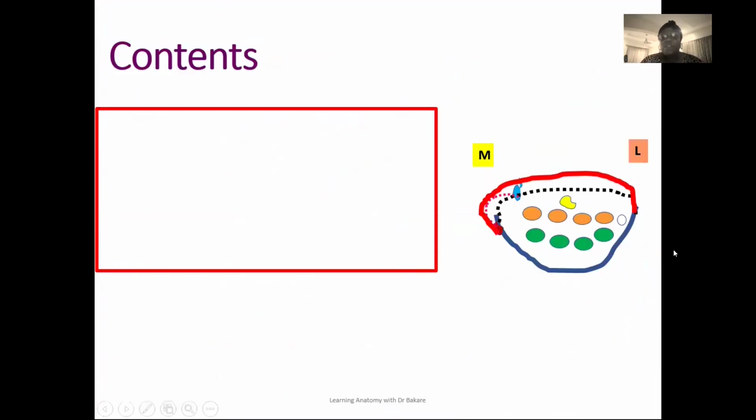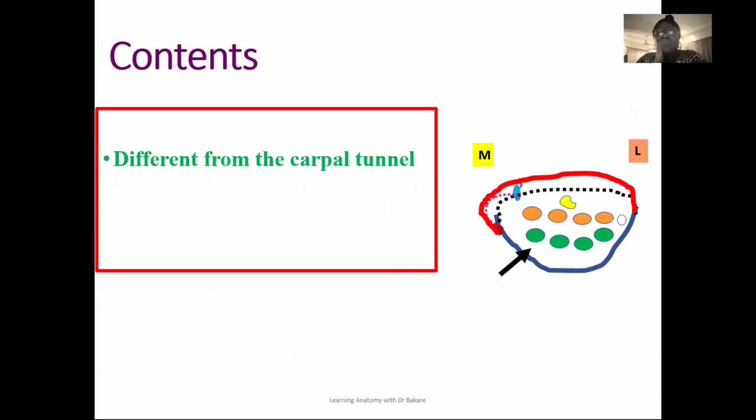Now let's look at the contents of the Guyon's canal, which of course should come easy. Contents of the carpal tunnel are different from the contents of the Guyon's canal. If you go back to this image, this is where we have the carpal tunnel, and within the carpal tunnel, we have a total of 10 structures passing through it. We have 9 tendons from the flexor muscles in the anterior compartment of the forearm, and we have the median nerve. And this is what is shown here in this image.